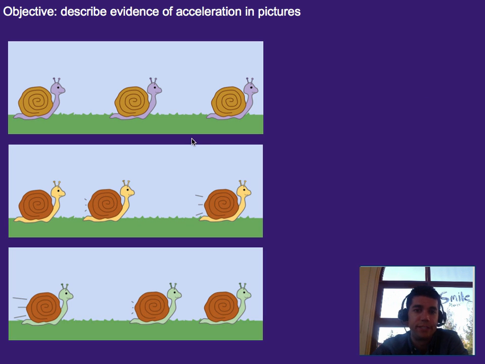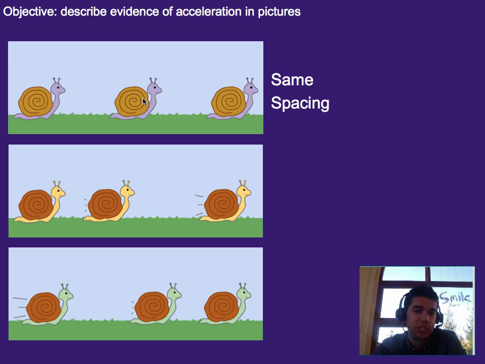So let's look at 3 different scenarios. First scenario is what happens if the spacing is the same. So in this case, we've got a snail. It's going along, and each second a picture is taken, and the spacing between those pictures stays the same. Based on that, we actually know that the velocity is staying the same, or the speed in this case, and velocity since it's the same direction. If the velocity is not changing, in other words, it's staying the same, then there is no acceleration.